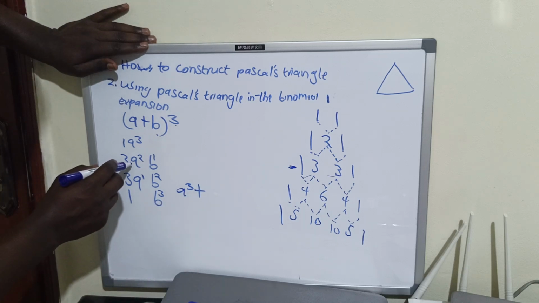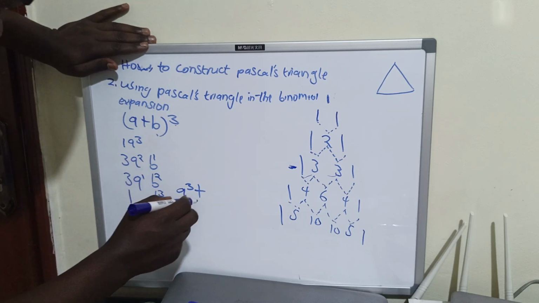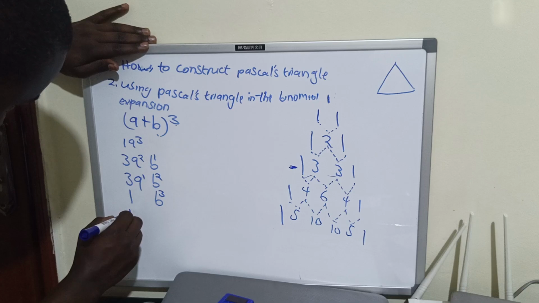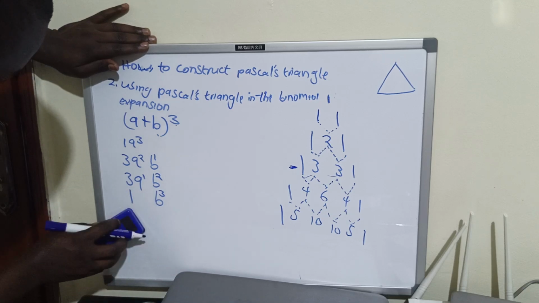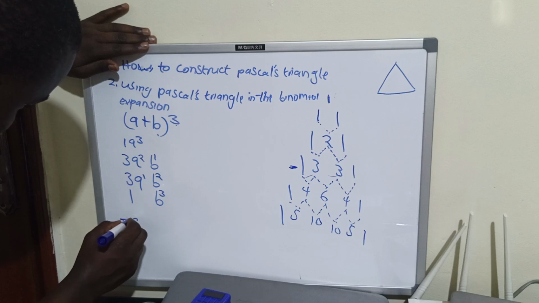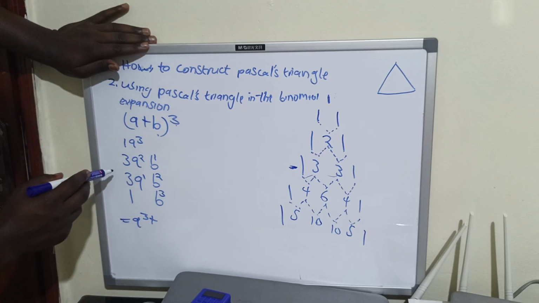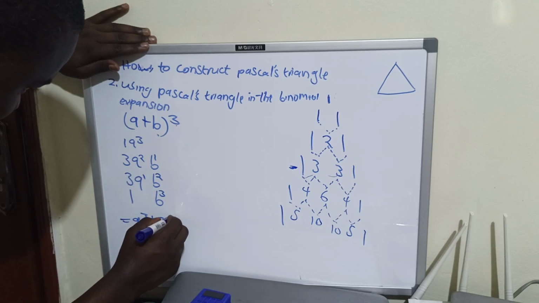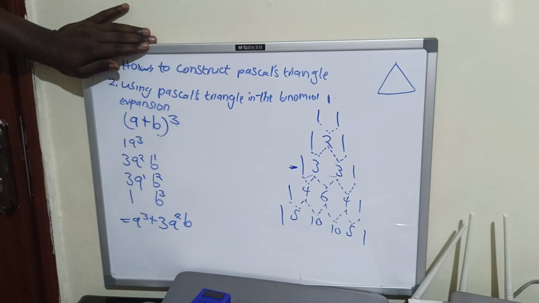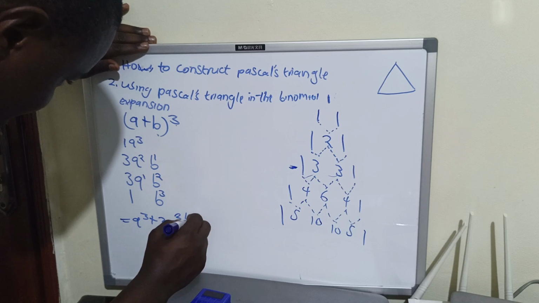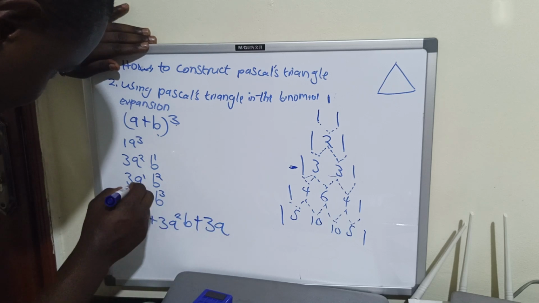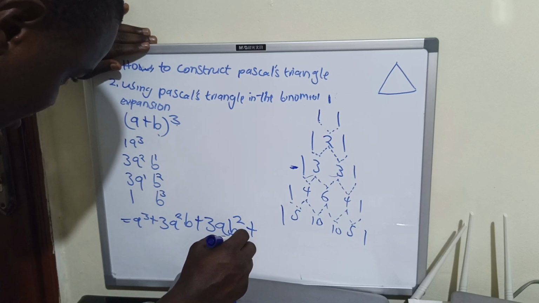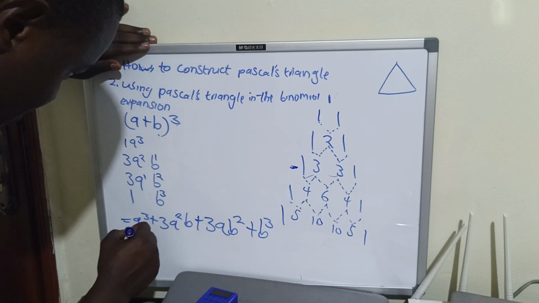Plus 3a squared. Let me write it here. So we come and say 1 times a cube is a cube. a cubed plus 3 into a squared, b raised to power 1 is just b, plus 3, a raised to power 1 is a, b squared, plus b cubed. This is the answer.